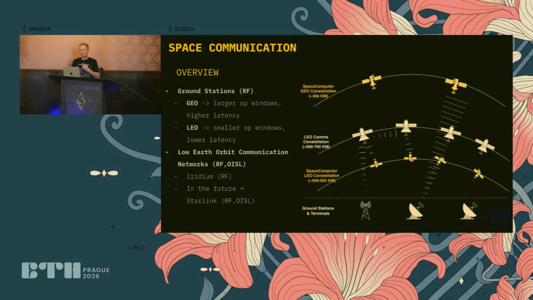And there is another way of doing this communication, and it's via another network. This is what you see here in the middle, the LEO communication constellation. There are several companies that have spun up networks in space, and they help other satellites interact with each other, and we can also use that.